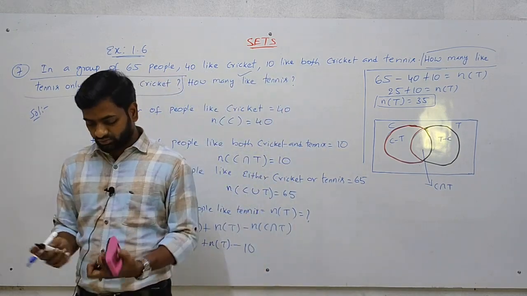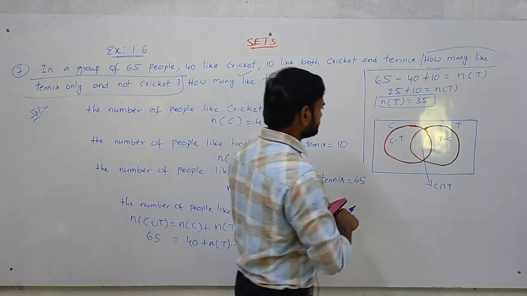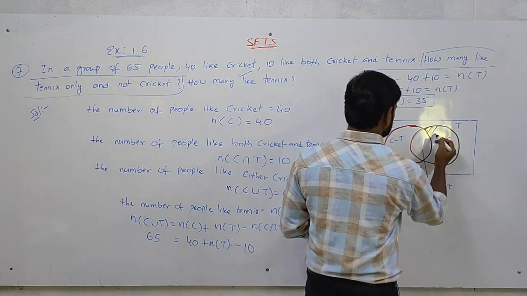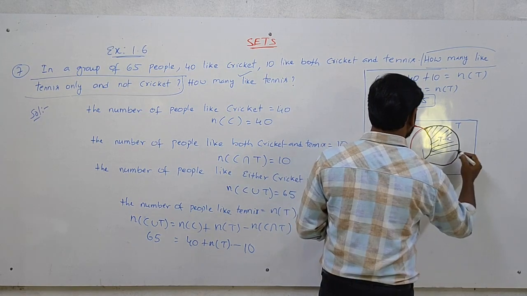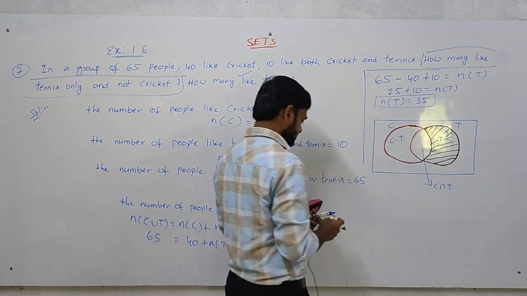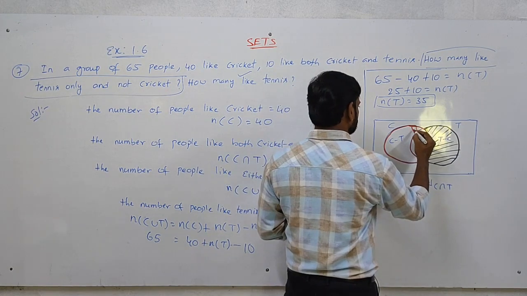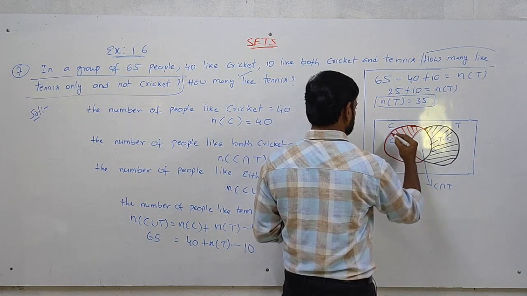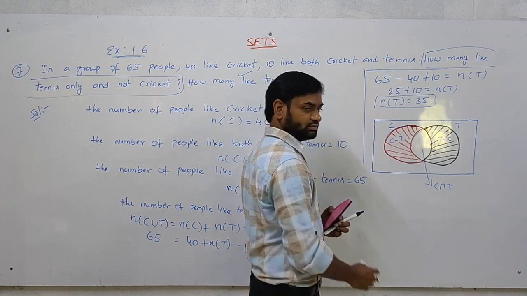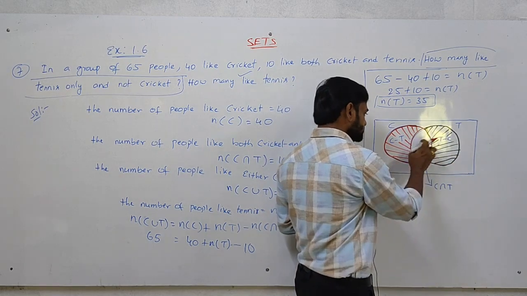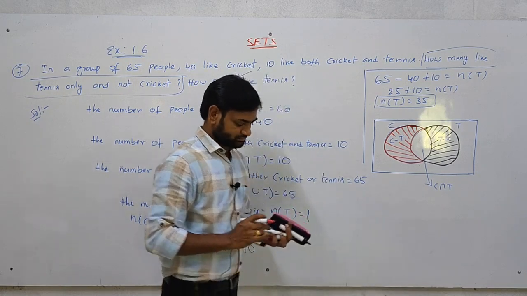Now, how to get that value? I am shading this one here. This is T minus C. You can understand easily now. This is T minus C, and this is C minus T. This part is C minus T. This part is T minus C. This part is C intersection T. It is clear.